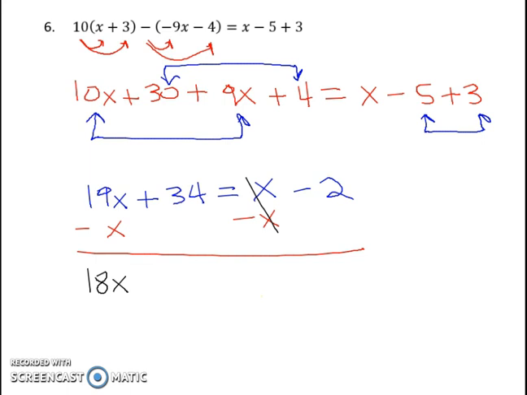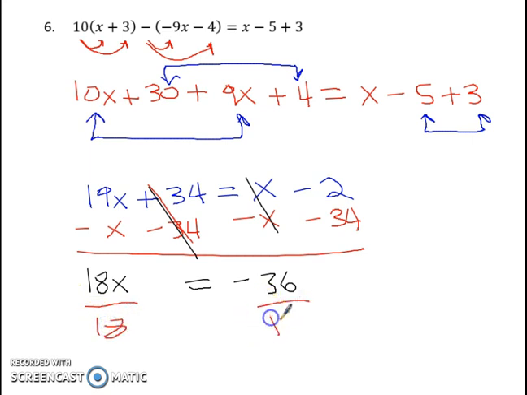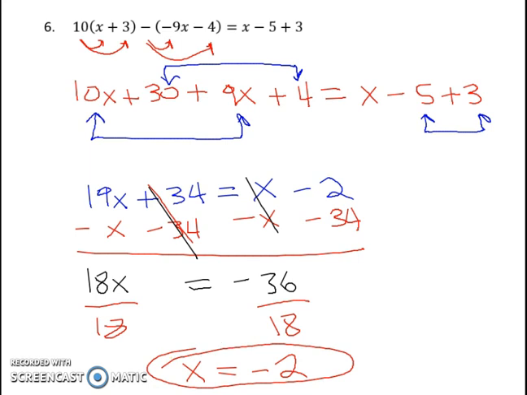And I'm also, in the same step, going to subtract 34 to both sides. I'll pull my constants to the other side. So 34 minus 34, that crosses off. And then we have a minus 2 minus 34, which is a minus 36. So at this point, I have to divide both sides by 18 to get my x all by itself. So we divide and we end up with x equals -2 for our final answer there.